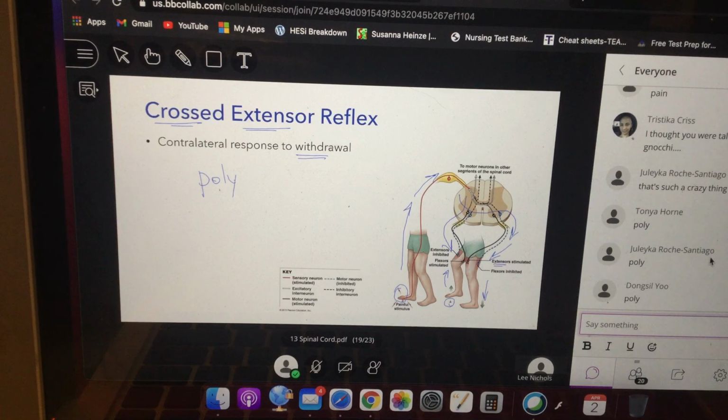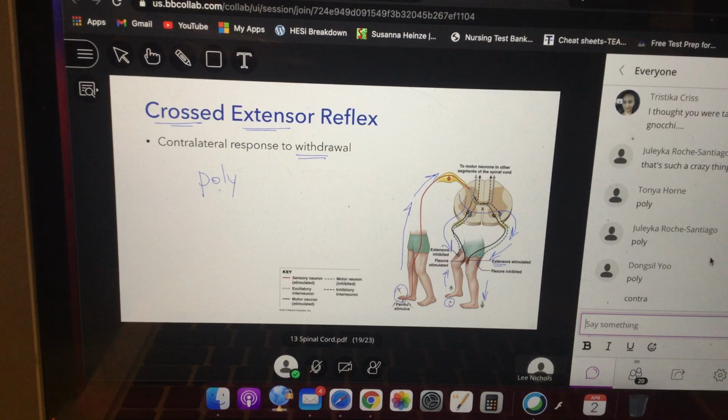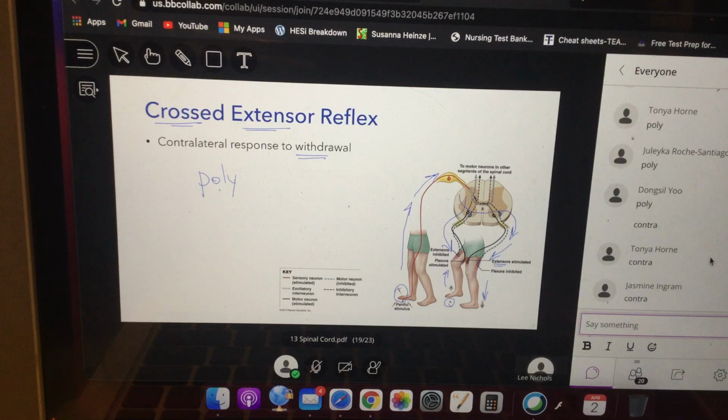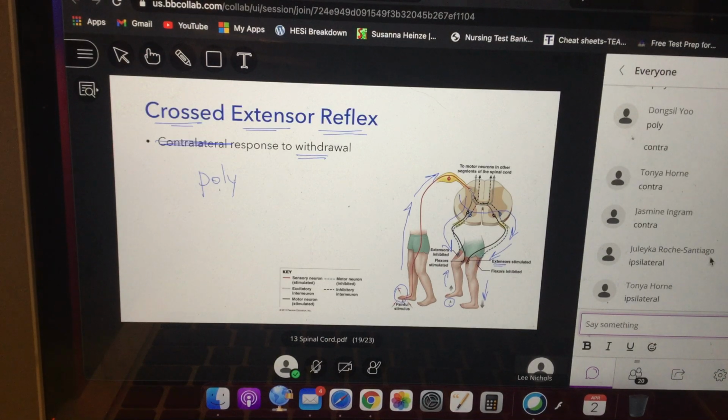Ipsilateral or contralateral? That's a trick question. It's a trick question. Stop saying contra. I know I've got the word contralateral up here. That's confusing you. Is the whole reflex ipsi or contra? I know, I stunned you now. You're like, I don't know what to say. He keeps telling me it's a trick question.